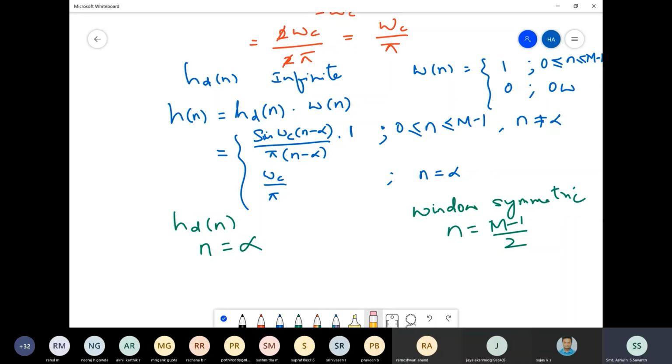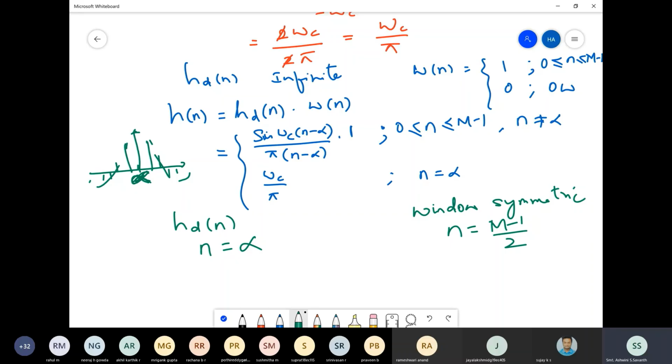How does your sinc function look? Like this. If this is alpha, you will have a maximum value there, discrete, and it will go on decreasing like this. The sinc function is going to go in this fashion. So what is the point about which it is symmetric? That is n equals alpha. At n equals alpha, it has a maximum value and it is symmetric about this point.